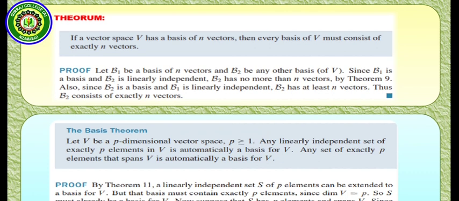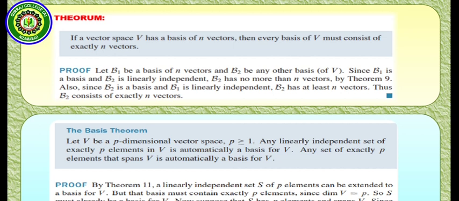So here we define two bases for V, and we show that those two bases contain the same number of elements. First, B1 is a basis of n vectors and B2 is any other basis of V. So here B1 is a basis and B2 is linearly independent. B2 has no more than n vectors by the theorem.